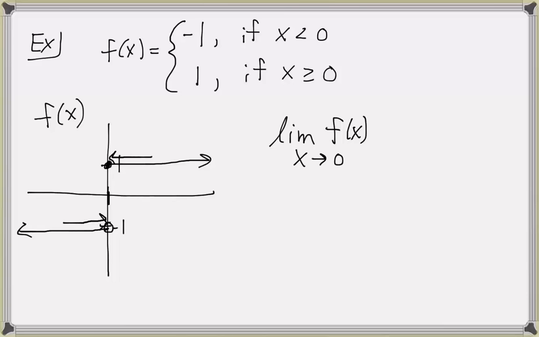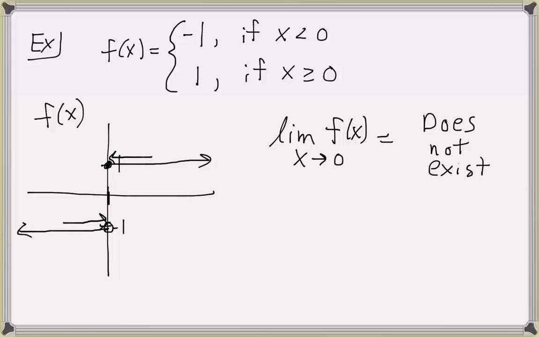Since the limit from the left is -1 and the limit as x approaches 0 from the right is +1, we can't say that this function has a limit. So in this case, we say this limit does not exist. So it can happen that the limit of a function as x approaches a number does not exist. And here's an example of how that could happen.